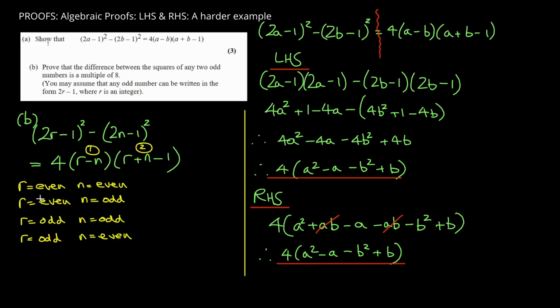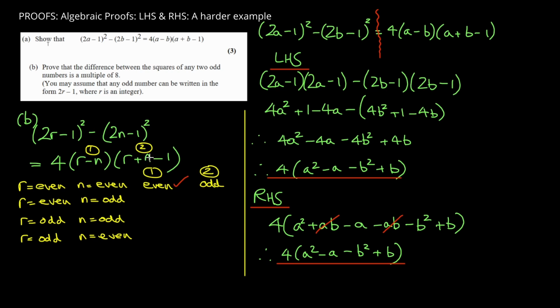So I've set up a table here with all the combinations of r and n, and I've numbered our two terms 1 and 2. Now if r is even and n is even, in term 2, even plus even will be even, but the negative 1 turns this term odd. But take away an even number from an even number, the result will be even. So we're okay for the first of our combinations. So let's look at line 2. R is even, n is odd.